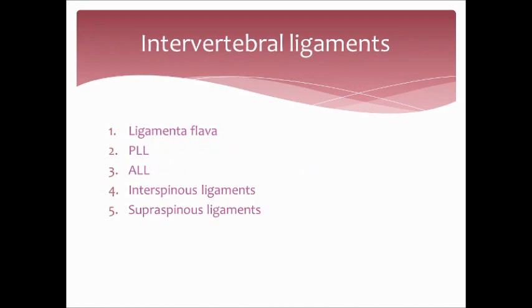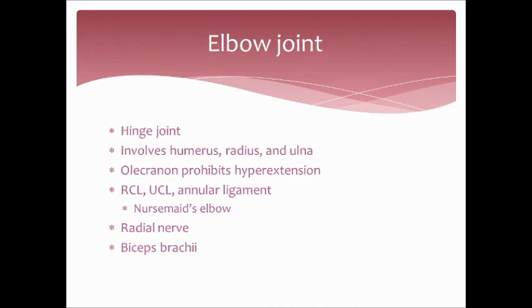The main ligaments of the vertebrae are the ligamentum flavum, PLL, posterior longitudinal ligament, ALL, anterior longitudinal ligament, interspinous ligaments, and supraspinous ligaments. These are the accessory structures that help to stabilize the joint.